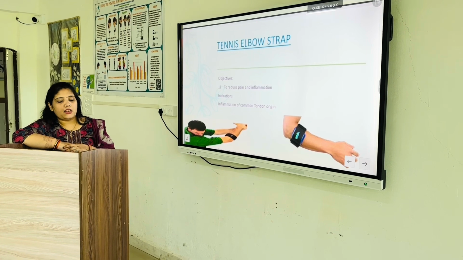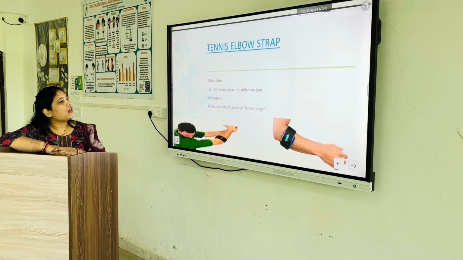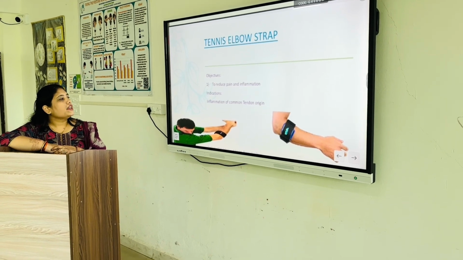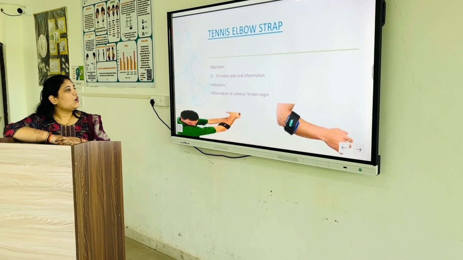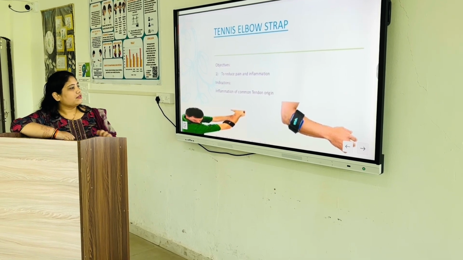Next one is the tennis elbow strap. The objective of this orthosis is to reduce pain and inflammation. Indication of this orthosis is inflammation of the common tendon origin.